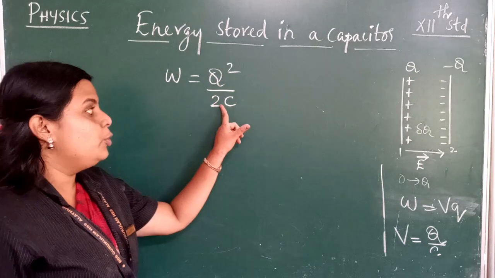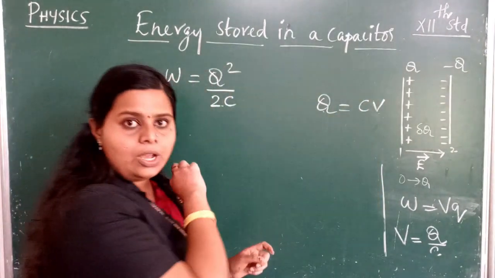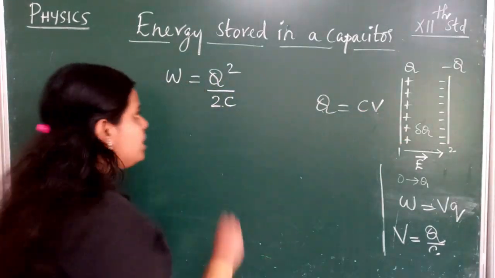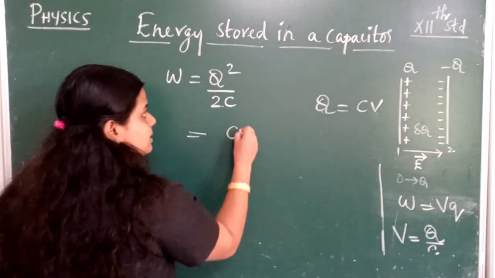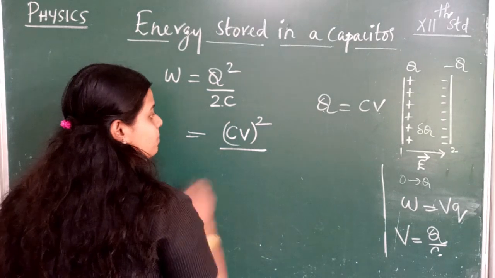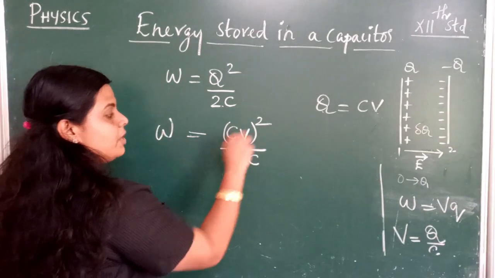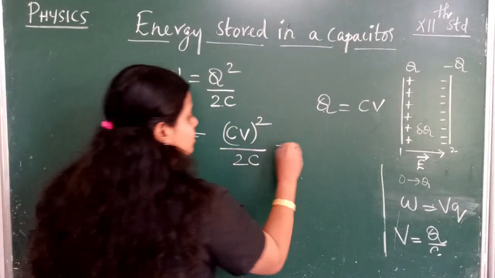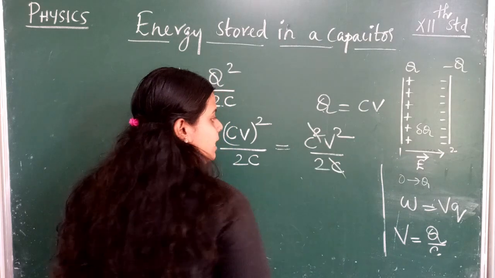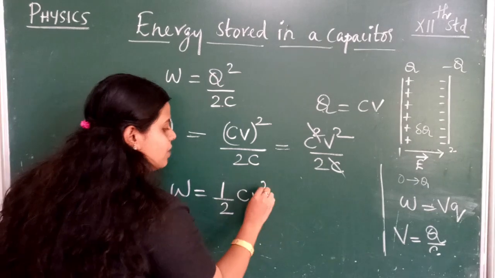So W is equal to Q square by 2C. We have the expression Q is equal to CV. So in this expression, instead of Q we can substitute CV. So listen, Q is replaced by CV. So CV whole square divided by 2C. Work done is equal to CV whole square divided by 2C. So this will be C square V square by 2C. So C gets cancelled. So W is equal to half CV square.